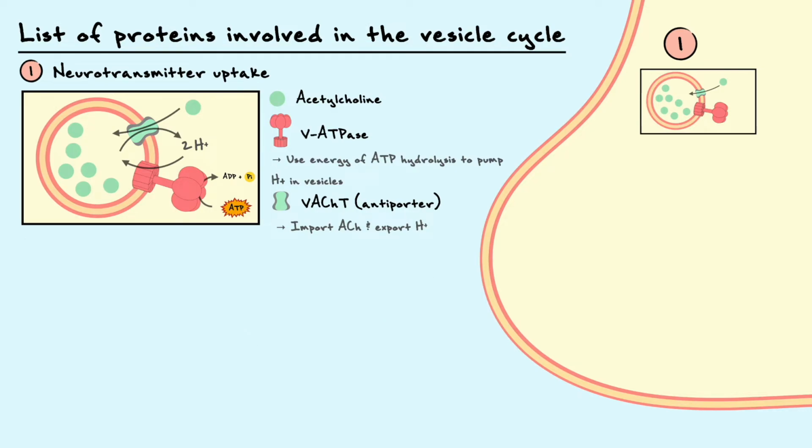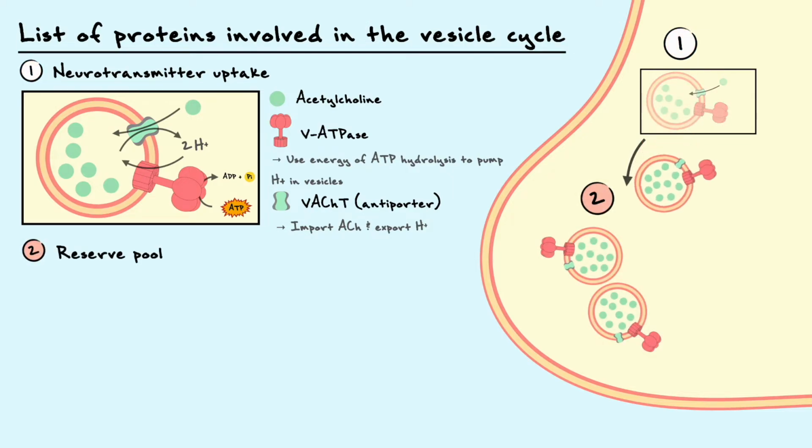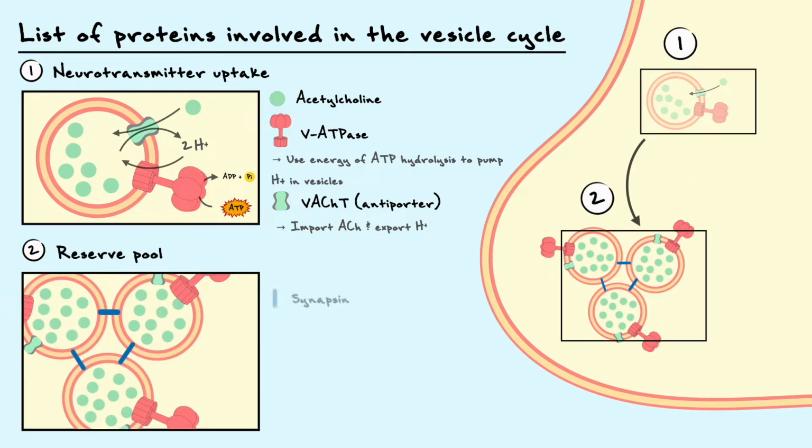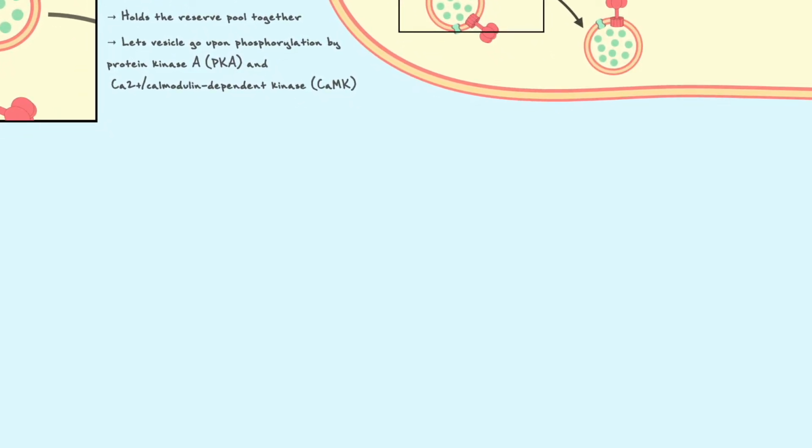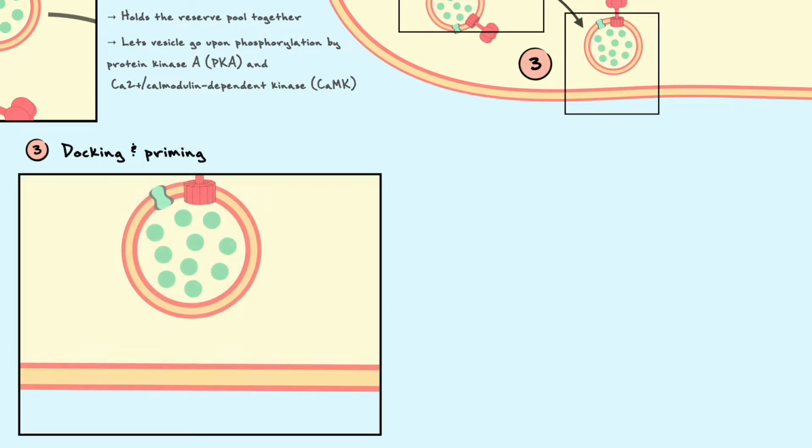The filled vesicles are then moved into a reserve pool just outside the active zone. A protein named synapsin holds the reserve pool stable by cross-linking the vesicles together. Synapsins are substrates of two kinases, protein kinase A and calcium calmodulin-dependent protein kinase. Upon phosphorylation by the kinases, the synapsins are released from the vesicles and allow the vesicles to enter the next step. The filled vesicles that move near the plasma membrane, that are not held together at the reserve pool, undergo docking and priming to the membrane.